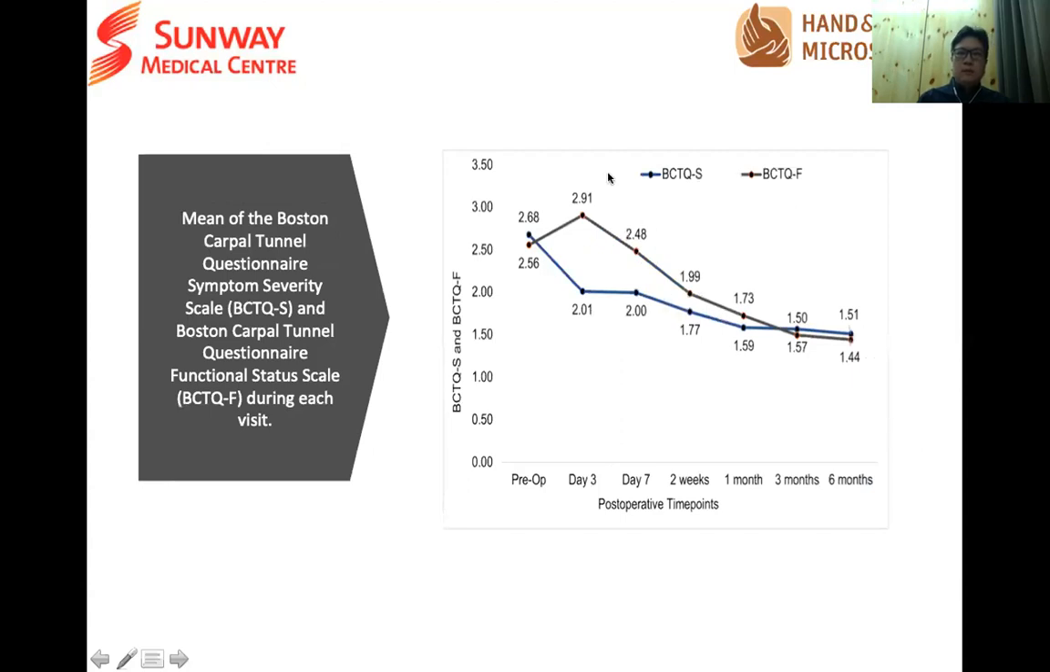All right. And this is the Boston carpal tunnel score. It's consistent. BCTQ is a symptomatic score. And you see the symptomatic scores improve immediately. Functional score worsens on day three, but just gets better with time. And we know that the pain and the function score improves up to about 6 months before they flatten off. But we don't have data after 6 months because that's the longest time we followed up with these patients.